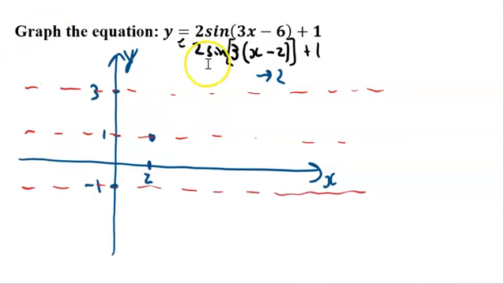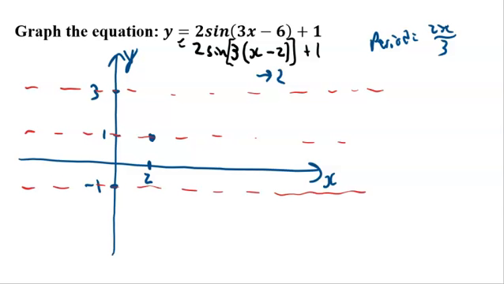And what's the period? So the period is related to this number here, 3. So period equals 2 pi over 3. And that's the period, 2 pi thirds, 2/3 of pi. That was hard.